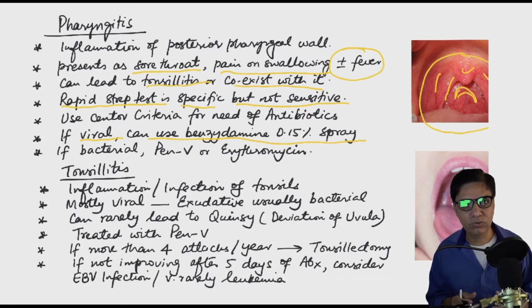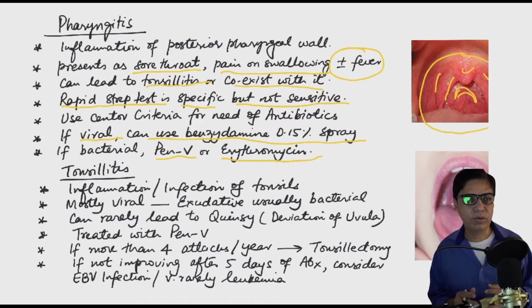And as I told you, if it is bacterial, you would either give them phenoxymethylpenicillin, or if they're allergic to it, then you would go for the macrolides, erythromycin or clarithromycin, whatever you've got available with you. Tonsillitis means inflammation or infection of the tonsils. Again, it can be viral, it can be bacterial. Again, we use the Centor criteria to differentiate between viral and bacterial.